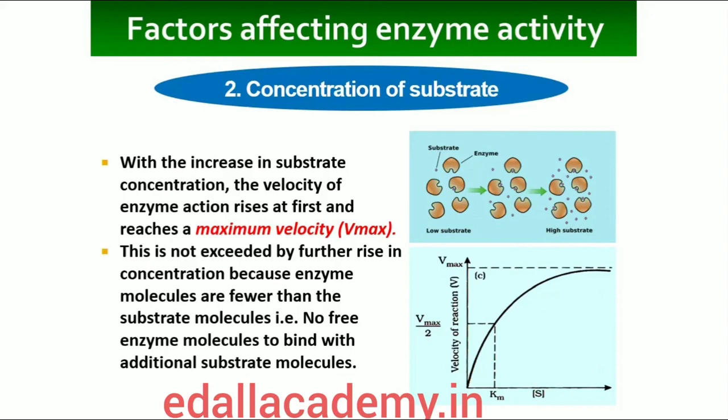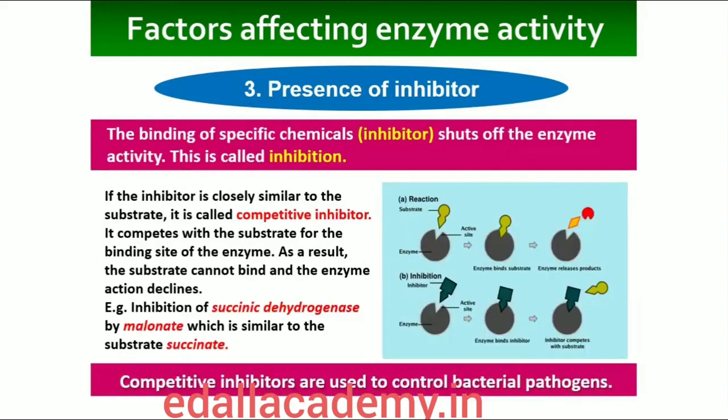Km, the Michaelis constant, is the substrate concentration at half Vmax, the maximum velocity of the enzyme. The curve is hyperbolic. Then the third factor is inhibitors. The activity of an enzyme is also sensitive to the presence of specific chemicals that bind to the enzyme.